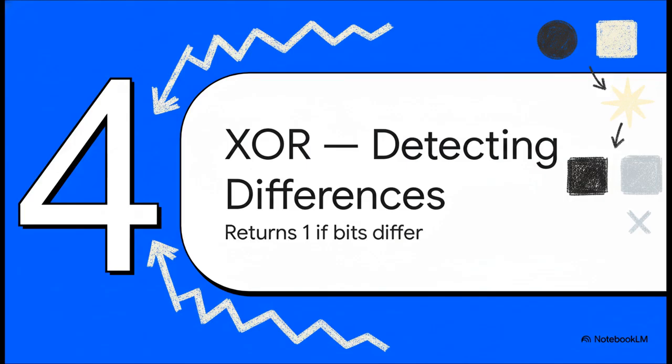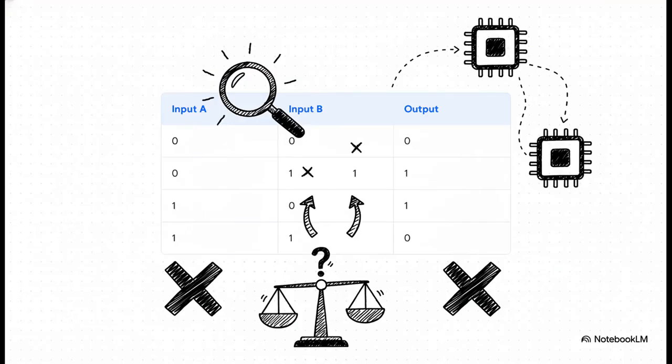Its main purpose is to detect change or identify when two things are different from each other. Now take a close look at this truth table, because this is what makes XOR so special. It gives you a 1 only when the inputs don't match. A 0 and a 1? Yep, you get a 1.